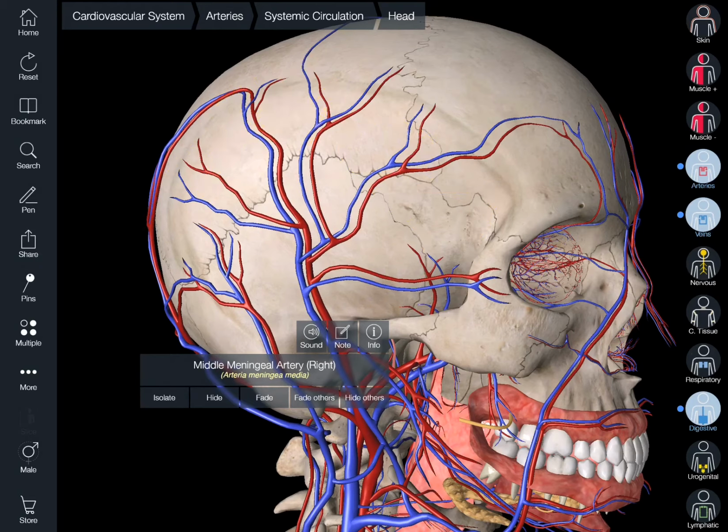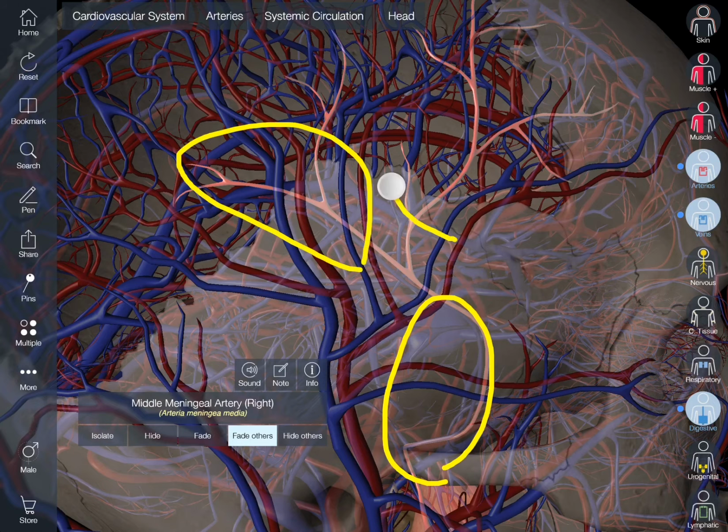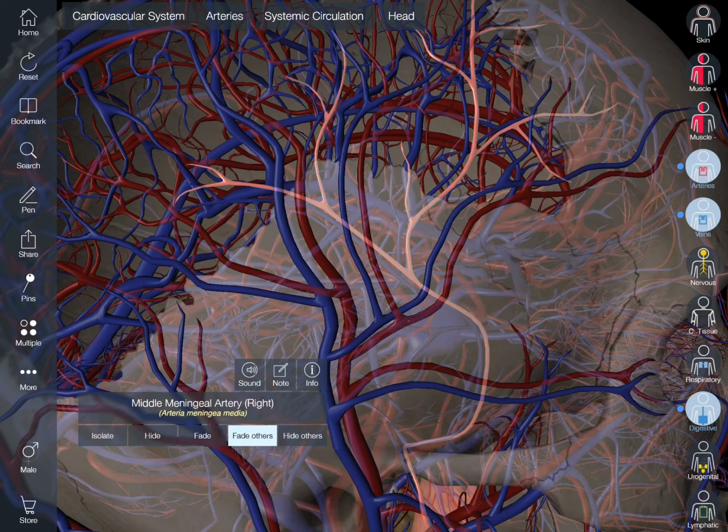Now let's hide this parietal bone, and let's go back to the middle meningeal artery. Here it is, and let's fade the others. Now we see something really cool here. Let's go closer. Okay, so here this is the middle meningeal artery. It gives off two branches, the posterior branch and the anterior branch. So the anterior branch of the middle meningeal artery lies beneath the pterion. Okay, so that is also something cool to talk about.